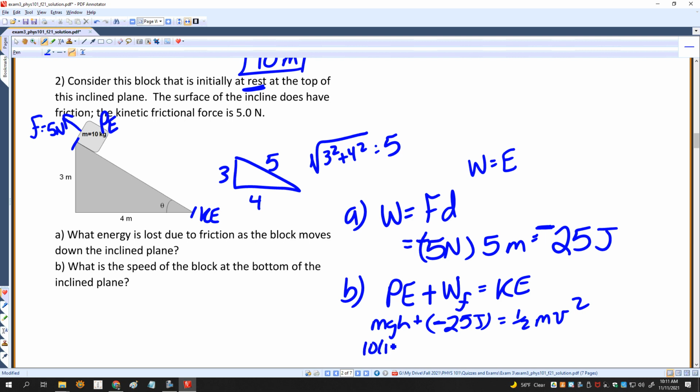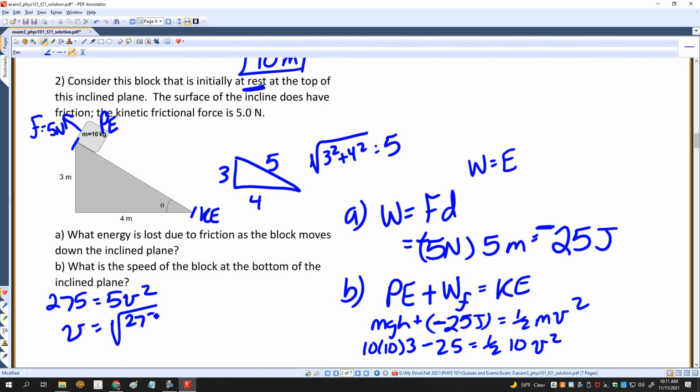So that's 10 times 3 minus 25 equals 1/2 of 10 v squared. That's 300, 275. I'll do it over here. 275 is equal to 5v squared. And so v is equal to the square root of 275 divided by 5.